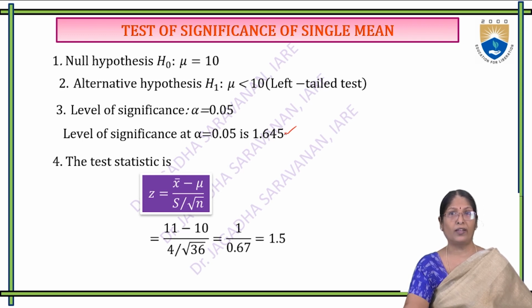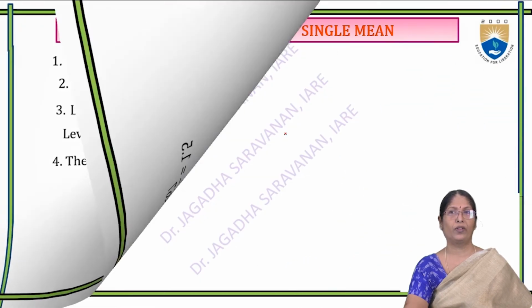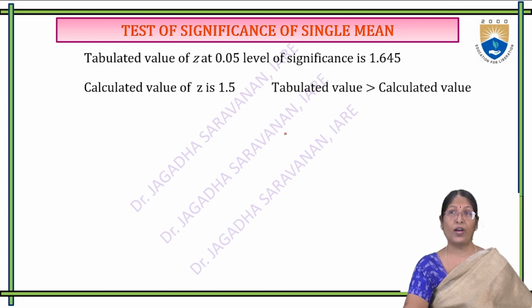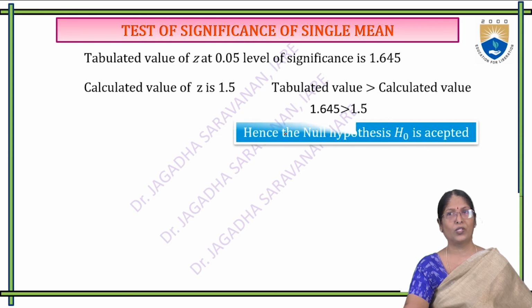So 11 minus 10 by 4 divided by square root of 36, which is equal to 1 by 0.67. The final output we obtained is 1.5. Now the tabulated value of z at 0.05 level of significance is 1.645. The calculated value of z is 1.5. So the tabulated value is greater than the calculated value, and we know that in this case the null hypothesis is accepted. Yes, we accepted it.